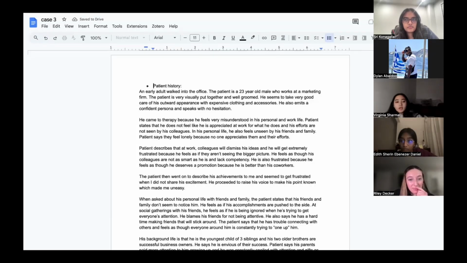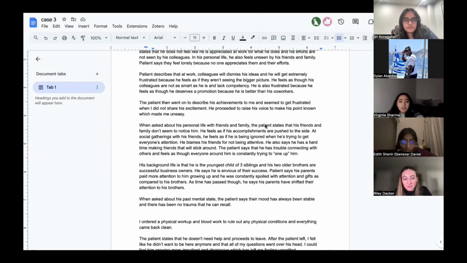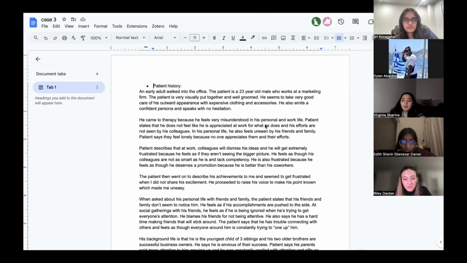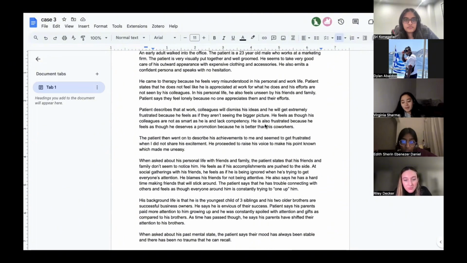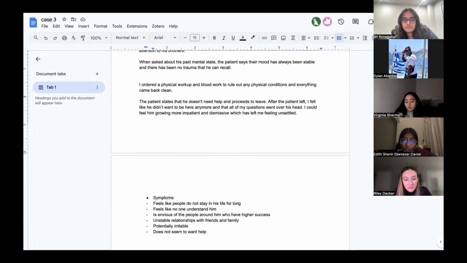I can go. So we diagnosed the patient with narcissistic personality disorder. I wrote the symptoms down because there was quite a bit, but basically throughout the whole thing, he was very envious of other people and he really showed that by talking about his coworkers and thinking that they weren't as good as him or doing the same work that he was doing.